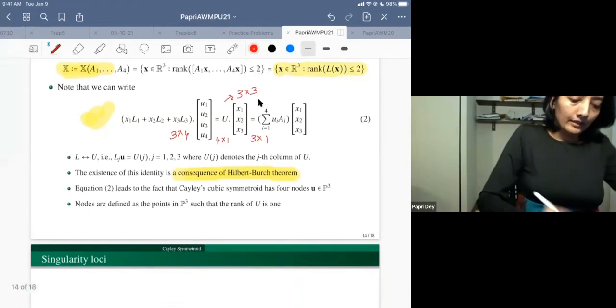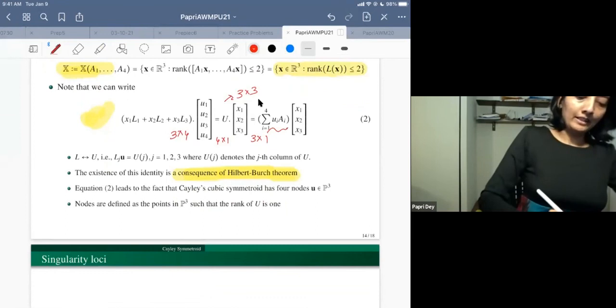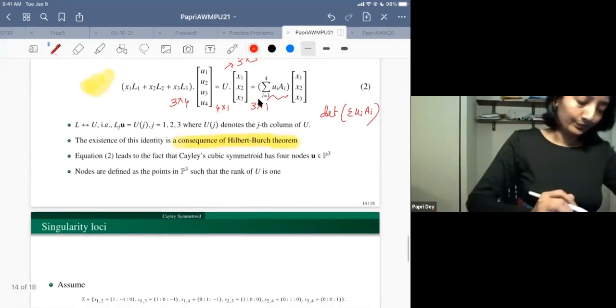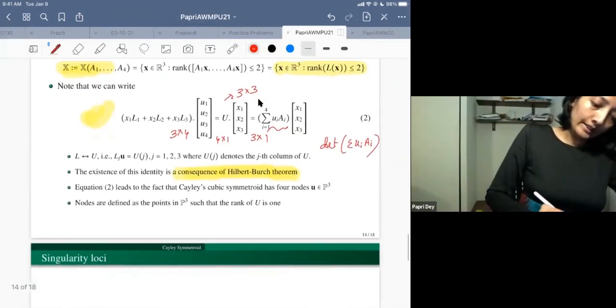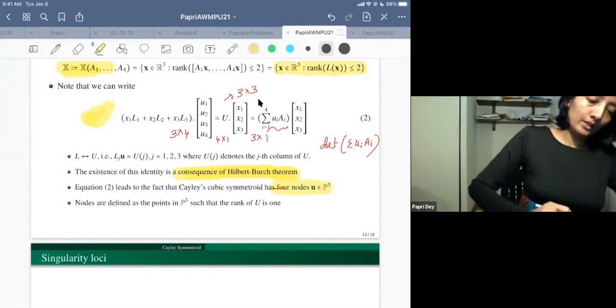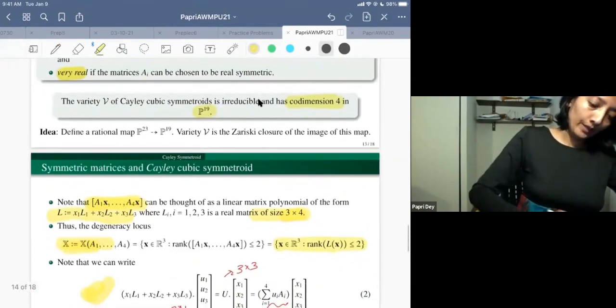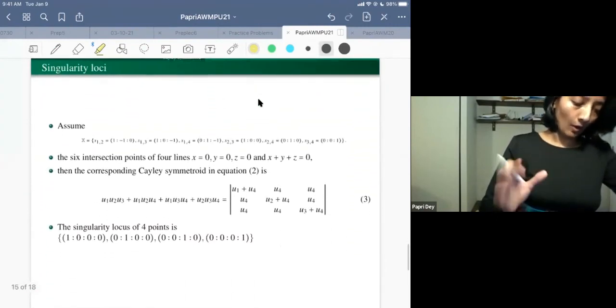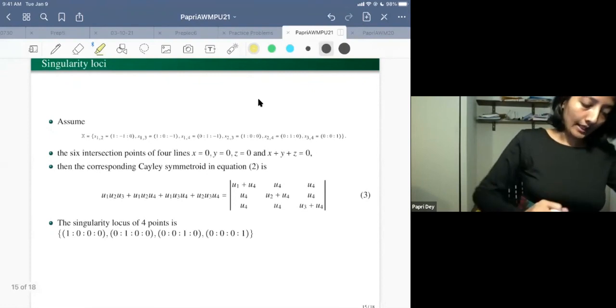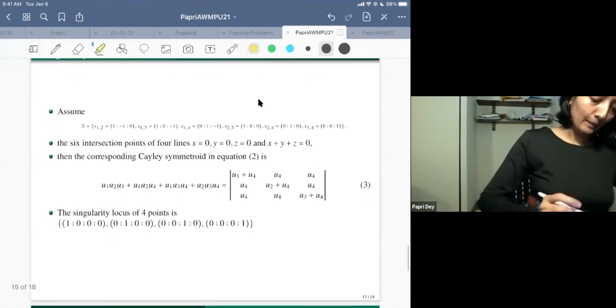And look at this determinantal polynomial. If we take the determinant of this linear matrix polynomial, it gives the Cayley symmetroid. And equation 2 also shows that this Cayley symmetroid has 4 nodes, which we have seen here as 4, dimension 4. And these 4 nodes can also be obtained from the degeneracy locus, and that is shown in the next example.